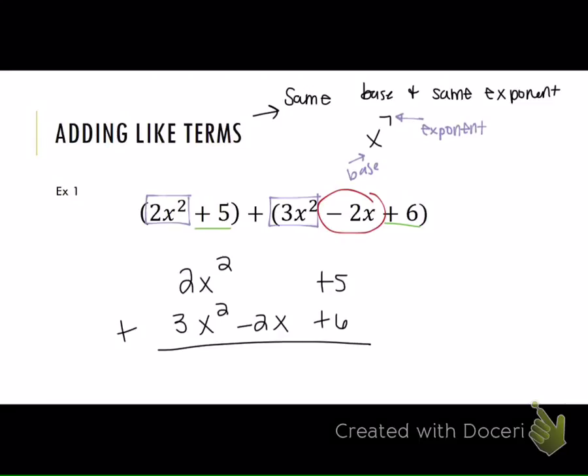So we are counting the number of x squareds. When you add, do you add the exponents? No. 2 plus 3 is? 5. So that is 5x to the second. We have a total of 5x squareds. What do you think we do with that negative 2x? You just drop it down. It doesn't have anything to move with. What is 5 plus 6?